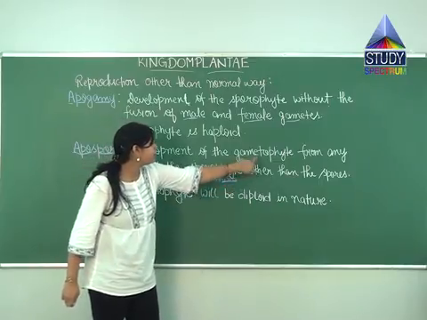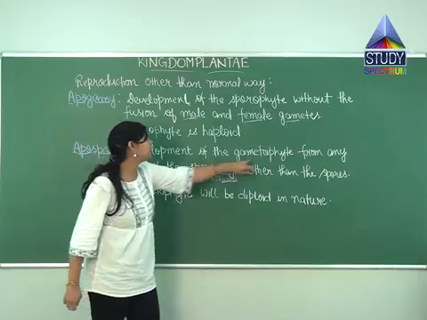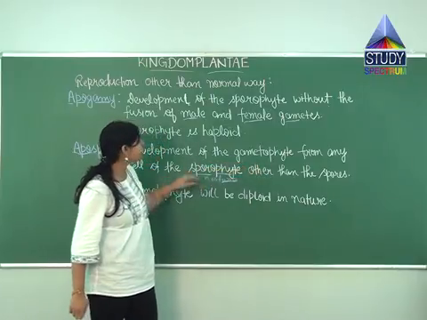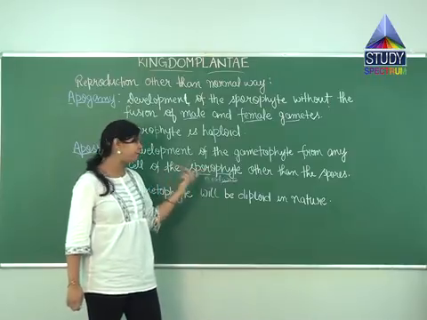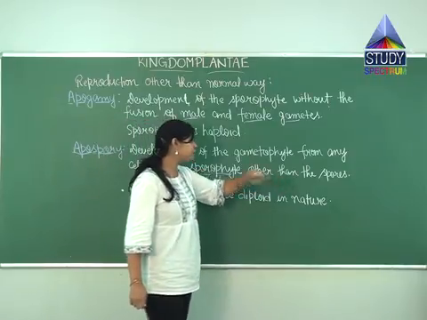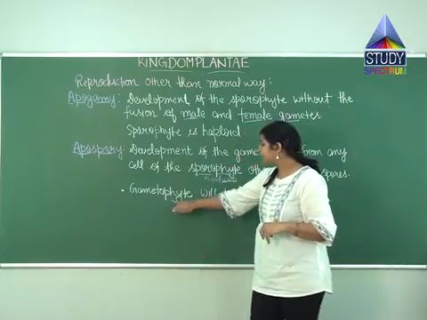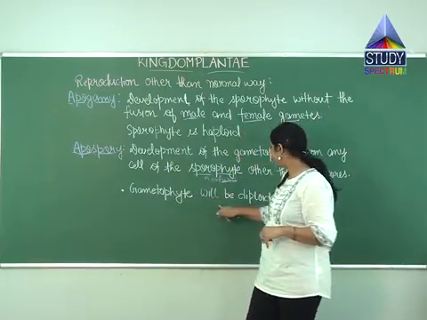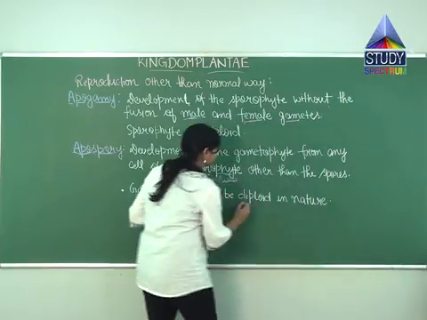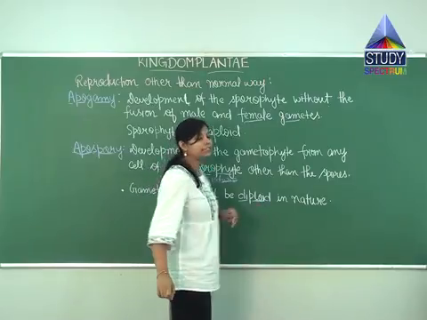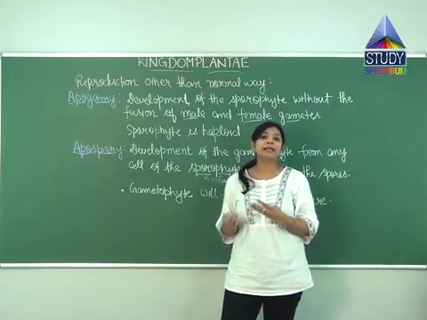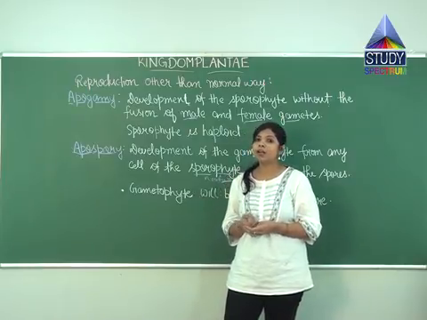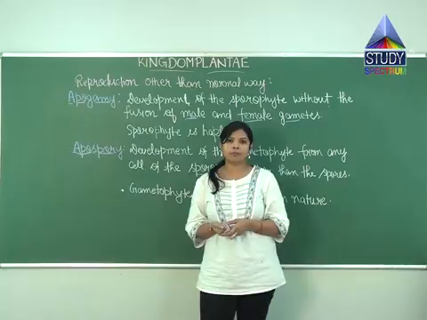So what it is saying is development of the gametophyte from any cell of the sporophyte, which already will be diploid in nature, other than the spores. So that's why the gametophyte will be diploid in nature. Earlier, if you recall, the gametophyte was multicellular but it was haploid in nature. So what happens in apospory?